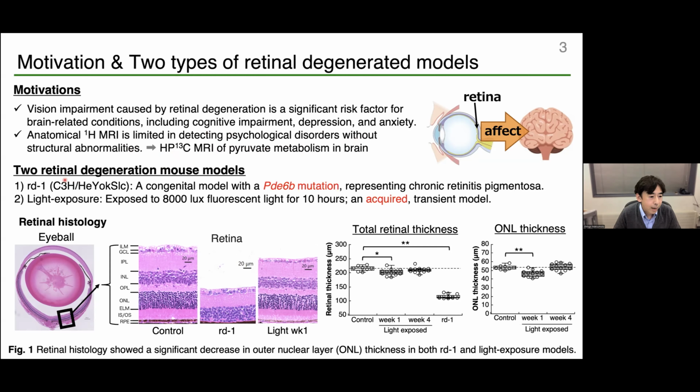Here we prepared two different mouse models of retinal degeneration. One is a congenital model known as RD1 mice, carrying a PDE6B mutation, representing chronic retinitis pigmentosa. The other, an acquired and transient model of retinal degeneration, is prepared by exposure to 10 hours of fluorescent light. We confirmed that retinal histology showed a significant decrease in the outer nuclear layer thickness in the retina of both RD1 and light-exposed model mice.